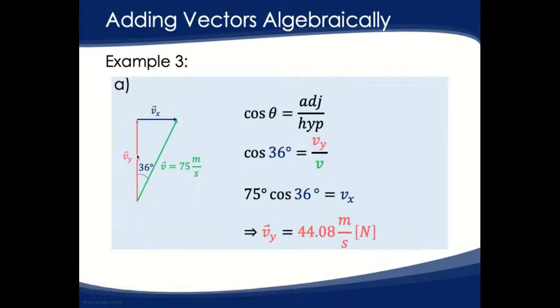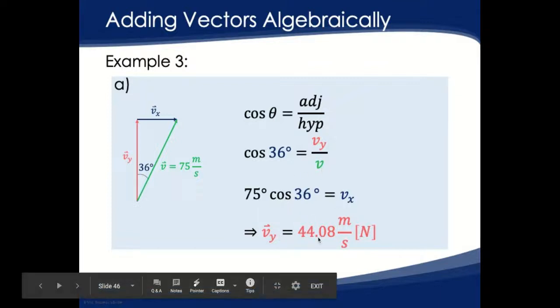Again, then we have to solve for your y vector, your vertical component here. We're going to use cosine. It's going to be the adjacent over the hypotenuse. Again, the adjacent is our unknown this time. So we have cosine of 36 is equal to our vertical component over the hypotenuse. When we solve that, we're going to end up with 44.08 meters per second north.